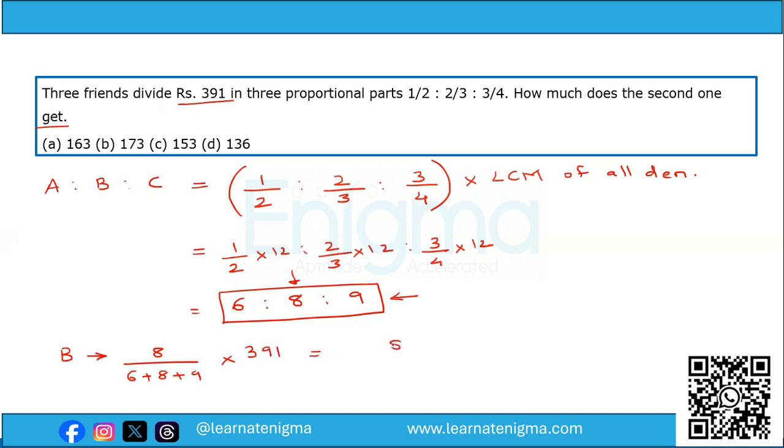So it becomes 8 upon 6 plus 8, that is 14, plus 9, that is 23. So 8 by 23 into 391. So 391 divided by 23, we get 17. And 17 multiplied by 8, we get the answer as 136. So the answer for us will be option D, 136.